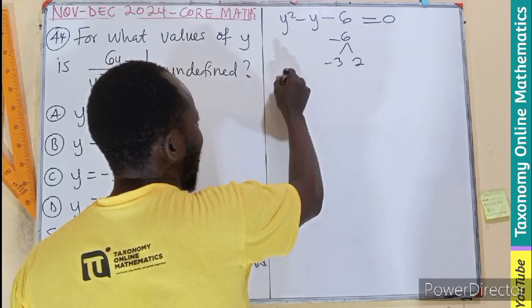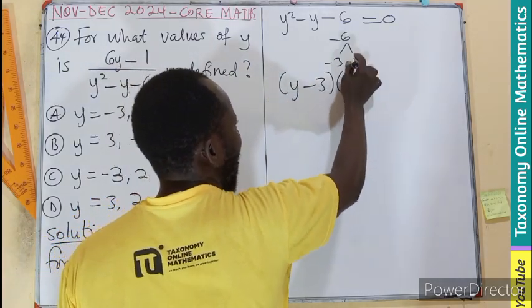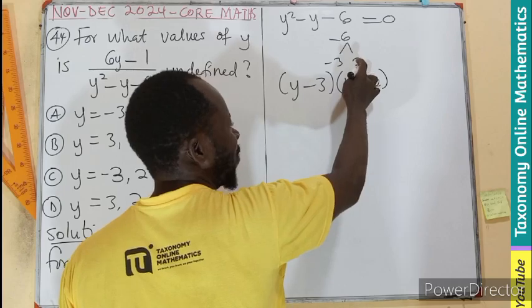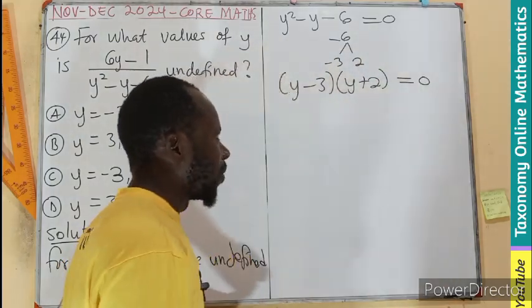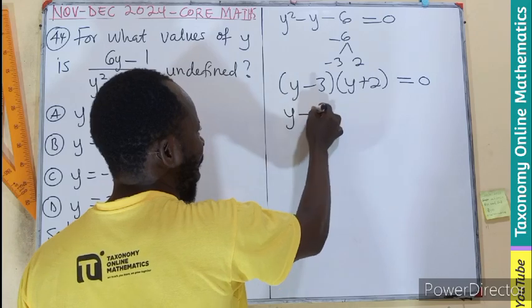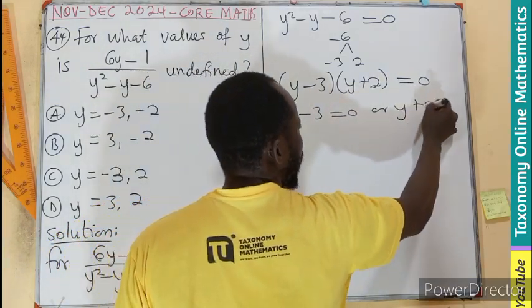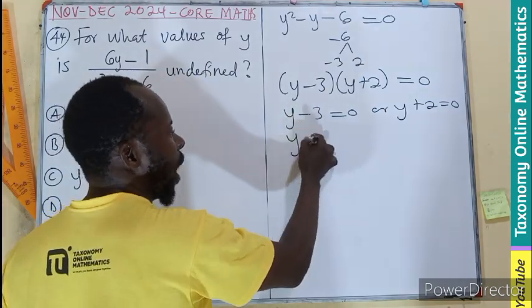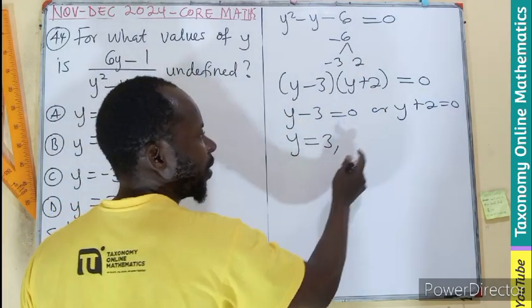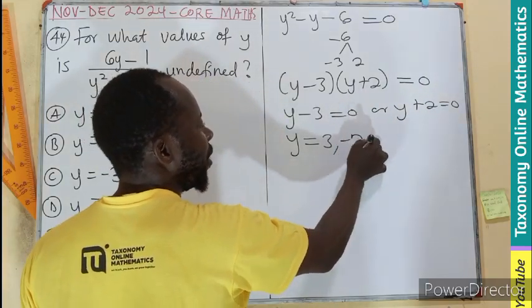So it means that we have y minus the first factor, y plus the second factor, plus because this is positive 2, all equals to what? 0. So that implies that y minus 3 is 0 or y plus 2 is 0. So fast forward, you transpose this, y will be equal to positive 3, or when you transpose this, y will give you what? Negative 2.